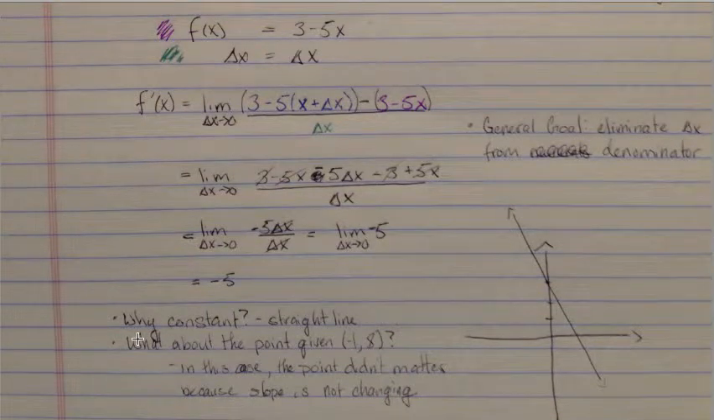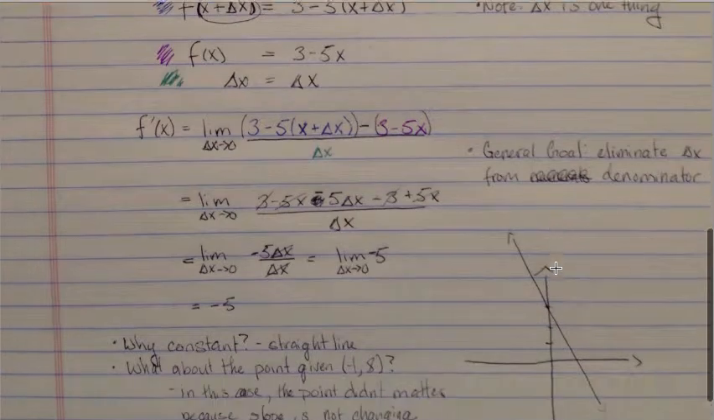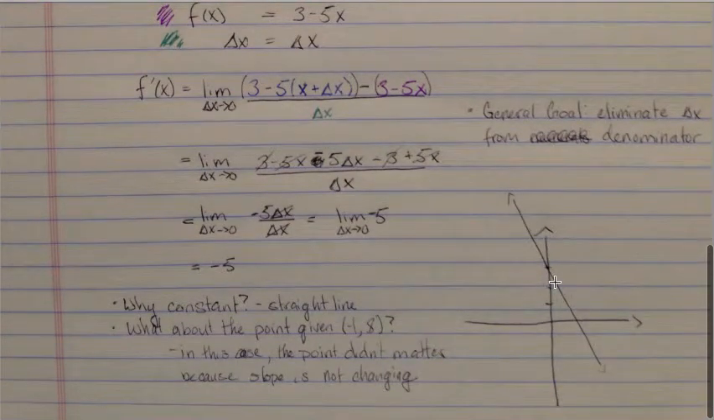Why did we get a constant? Well, if we look at the graph here, if we graphed the function, it's a straight line, and it looks pretty much like that. Maybe a little bit steeper, but that's approximately what the line looks like. It's a straight line.